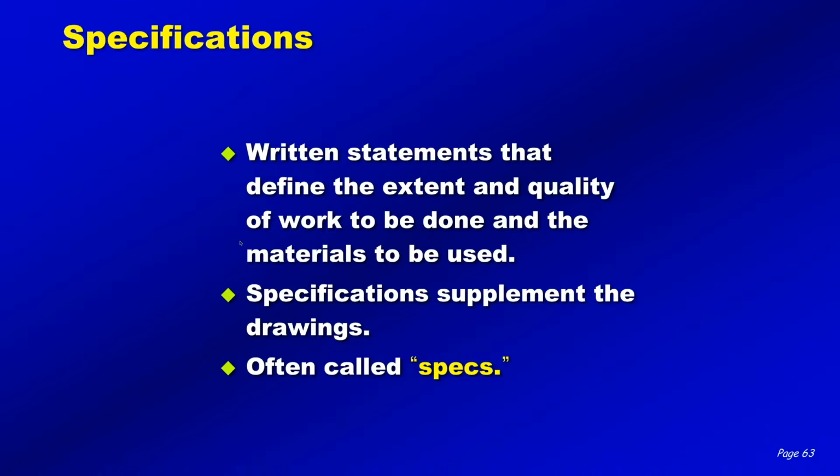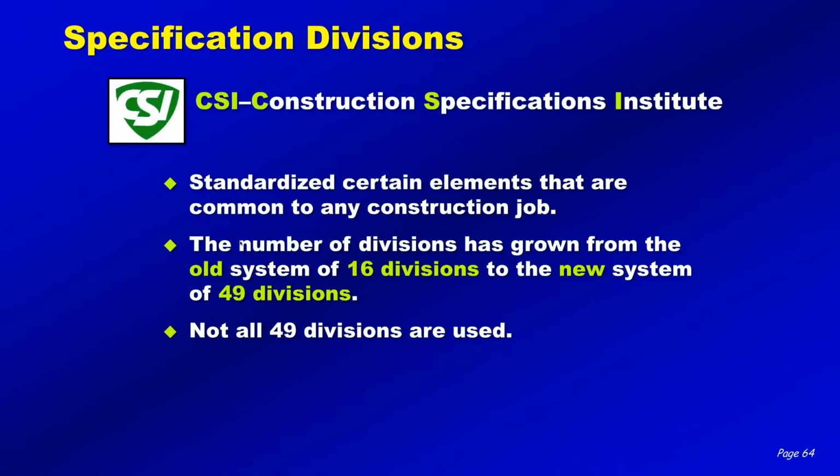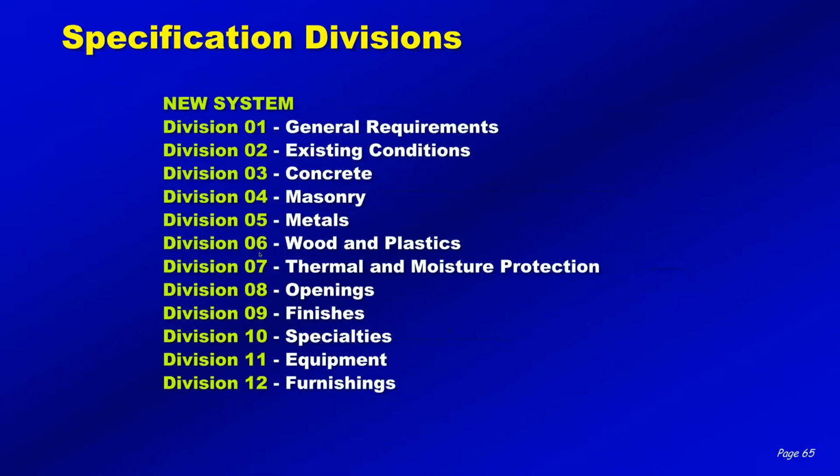And hey, we all call them specs, and some people call them the funny papers, right? It's written under the format of the Construction Specifications Institute. The old division system had 16. The new one has 49 divisions. Not all 49 of the divisions are being used at the moment. The divisions that are being used are Division 1 for general requirements, 2 for existing conditions, 3 for concrete, which you care about.